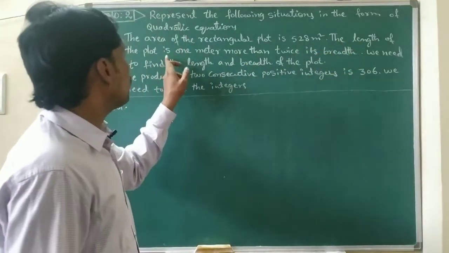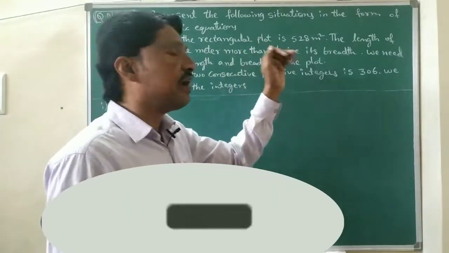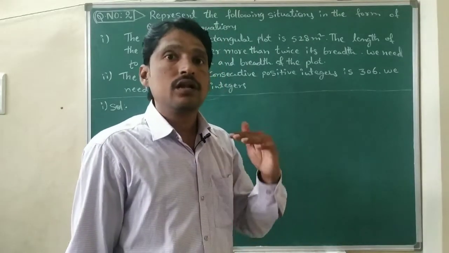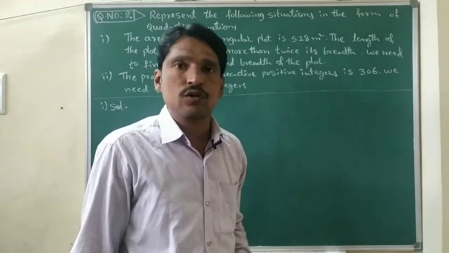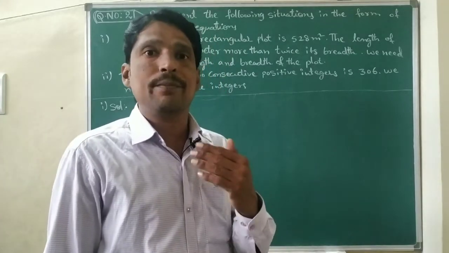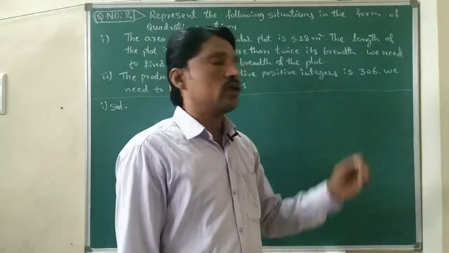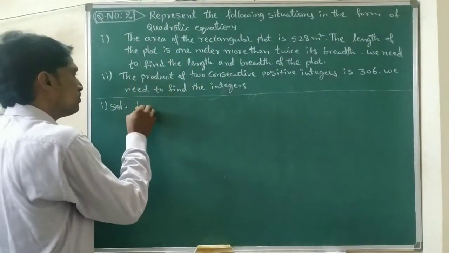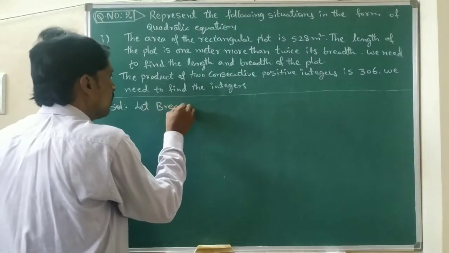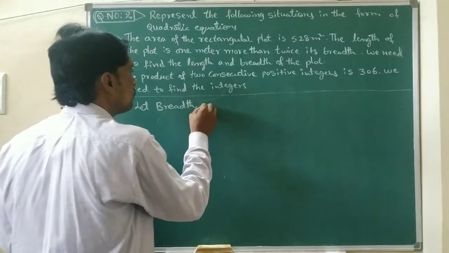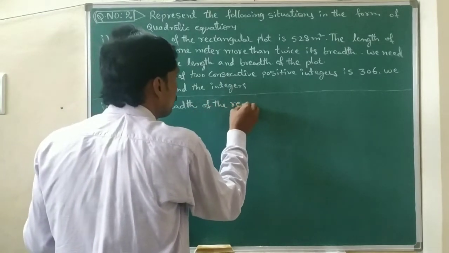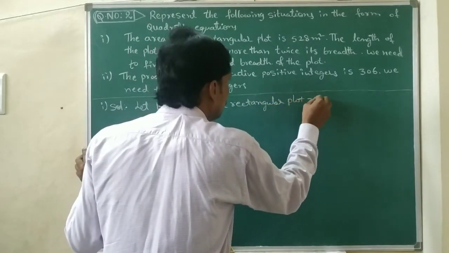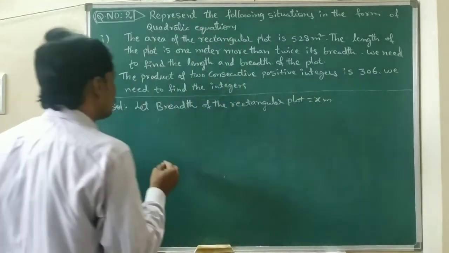The length of the rectangular plot is 1 meter more than twice its breadth, it is given. Twice means double its breadth. Breadth we don't know first of all, so I am taking the breadth as x. One variable I am taking, that is x. Let the breadth of the rectangular plot equal x meters.